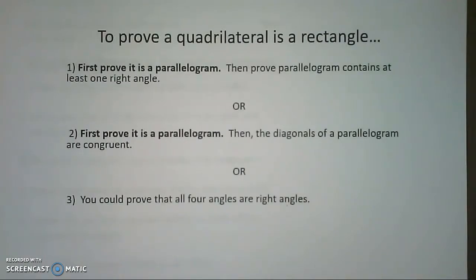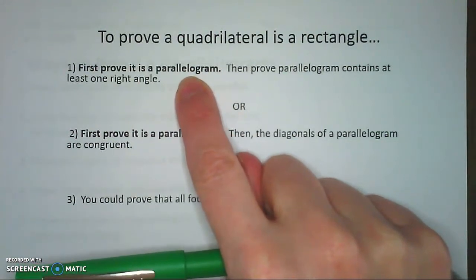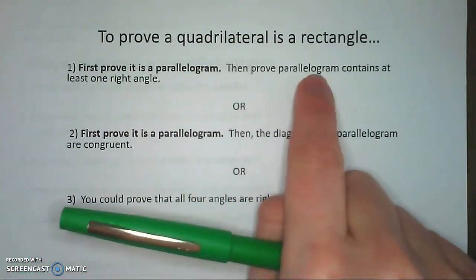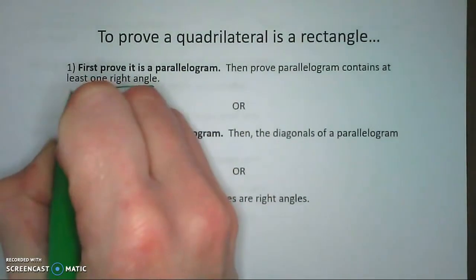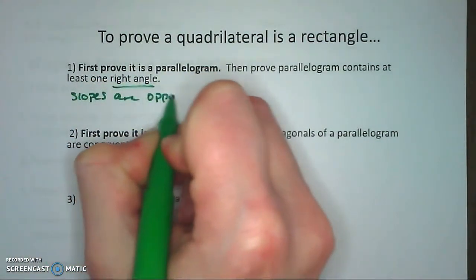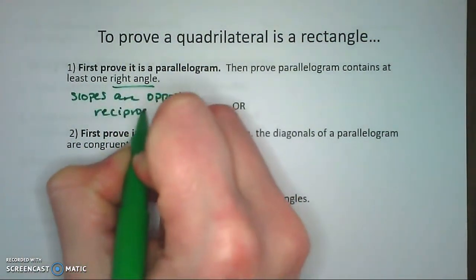All right, so flipping over on the back, we're talking about how we could prove that a quadrilateral is a rectangle. There are 3 different ways that we could do this. First way, you could prove that it's a parallelogram, so you would use any of the 4 methods that we talked about on the front of this notes page. And then after you prove that it's a parallelogram, you would prove that the parallelogram contains at least one right angle. So what we're looking for is to see if slopes are opposite reciprocals.